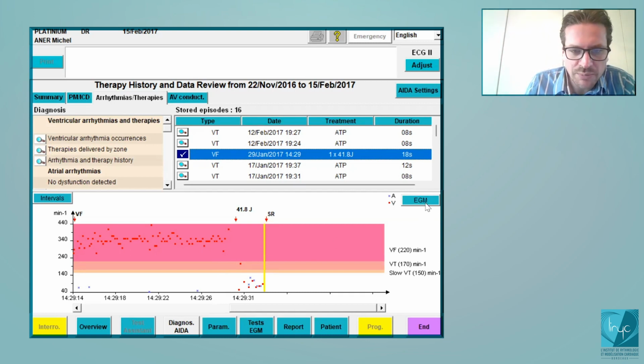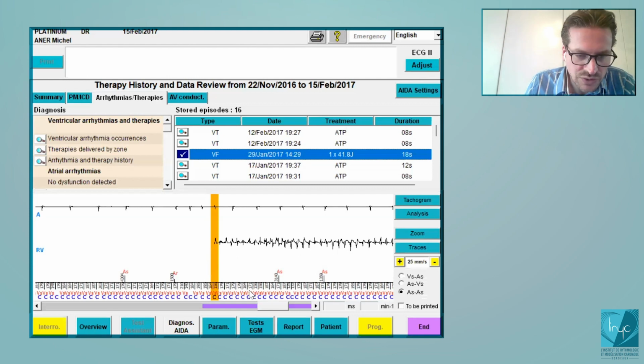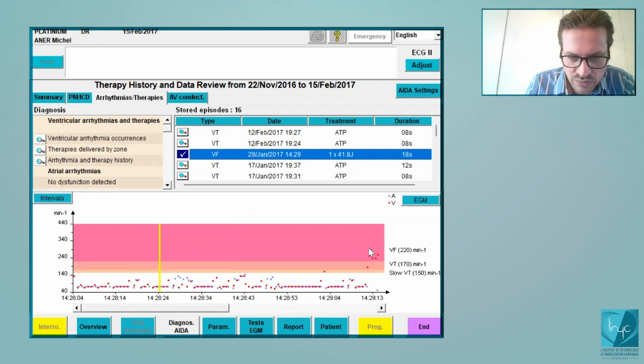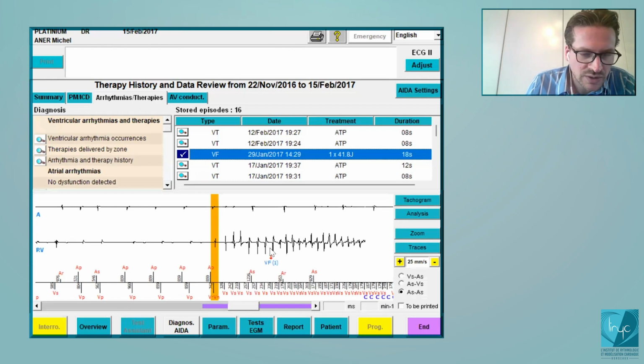So let's go to the EGM. We already have the diagnosis here, so it's probably VF. The shock has been successful because we see return to a slow rate. But of course, we like to go and check out the EGM. So if I go back to the tachogram and I put my yellow marker where it interests me, right here in the beginning of the arrhythmia, then we can go back to the EGM and it will show me the electrogram at that moment.